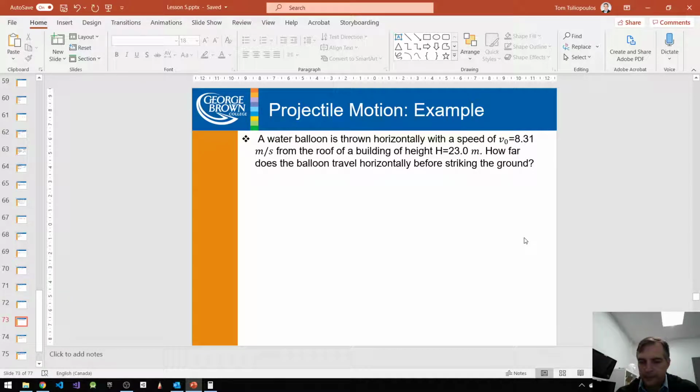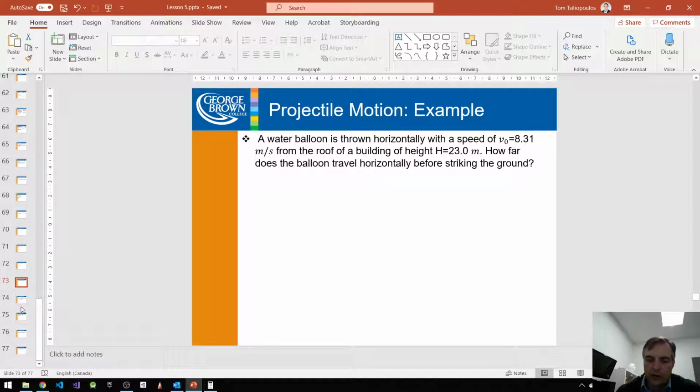Projectile motion example. So here's a few of them, and again, for the people who are going to do their homework, I'm going to open it up this week. Pages 73 to 77 on your PowerPoint are going to be due.